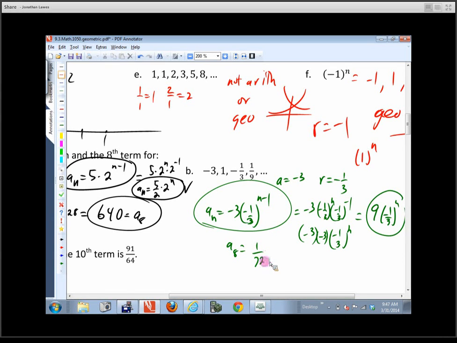Whoops, thanks. 729. How could you tell just by looking at this list that your answer for the 8th term is going to be positive? Because it's even. Yep, because it's even. Very good. Okay. Any questions?